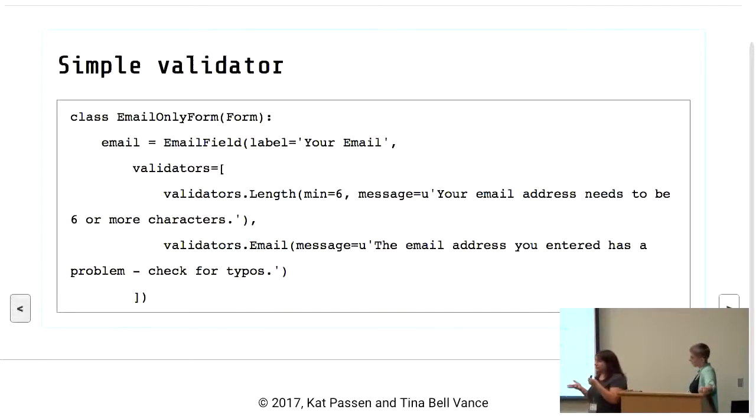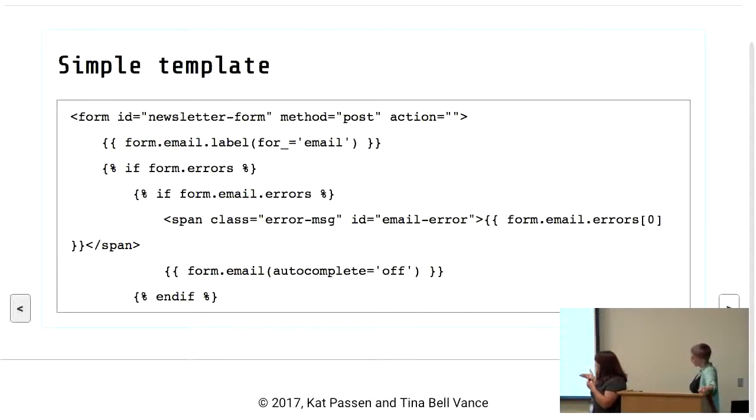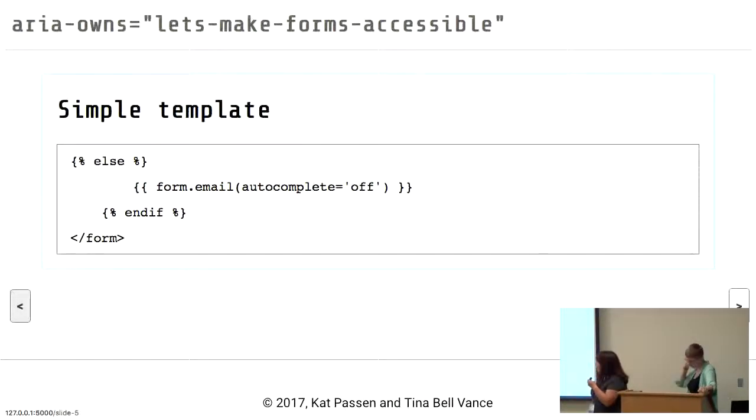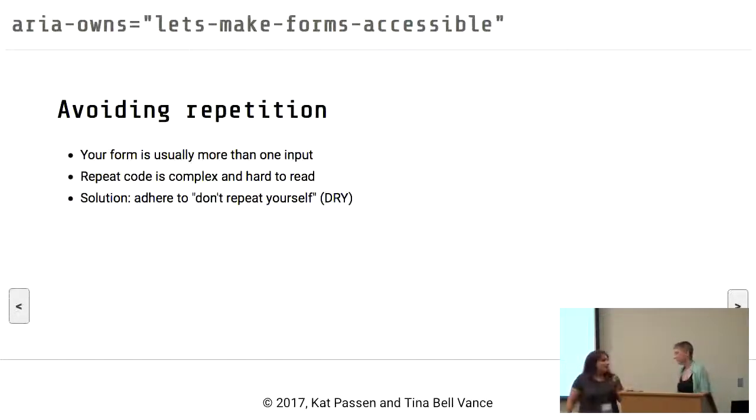Now these are all things that Flask and WTForms give us. We can do that. And now we're putting it into the template with the form. So we've got a form with an ID, method post, all of that good stuff. And then we're putting in the email label, form email label for the email, and then the actual form field, and then errors, and making sure that autocomplete is off, right? And there we go. So this form is going to get big. Kat's going to cover that.